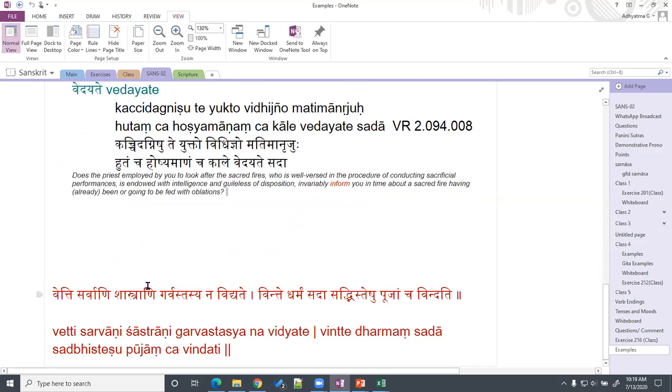Vetti Sarvani Shastrani means one knows all the scriptures. Vetti, 2nd class. Garvas Tasyana Vidyate: for him, pride does not exist, that means there is no pride in him. Vidyate, 4th class example. Then Vinte Dharmam Sada Sadbhi: Vinte is the 7th class. By the good people, dharma is well ascertained, well understood. Teshu Pujam Cha Vindati: this is the 6th class, Vindati. They obtain the worship of the people.